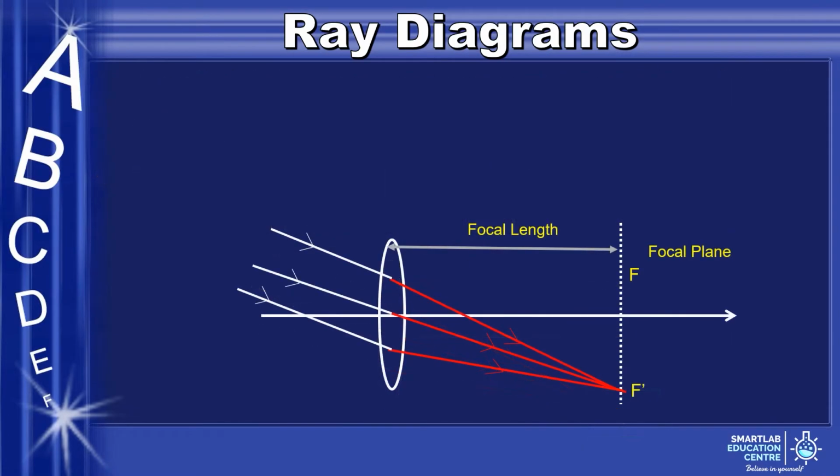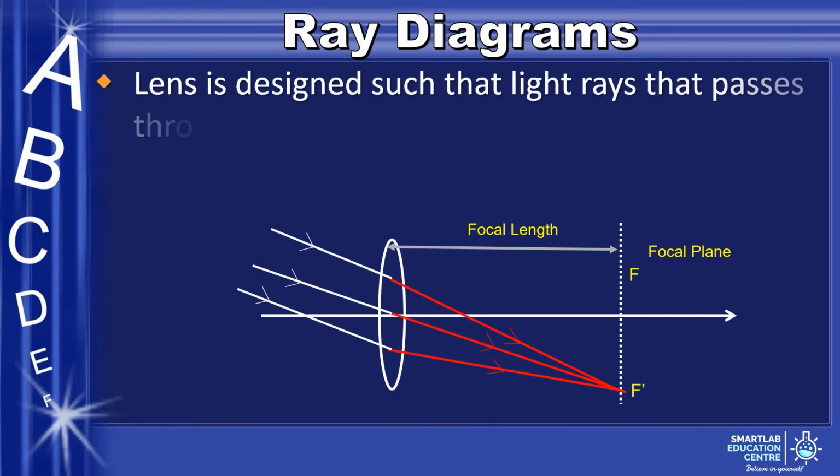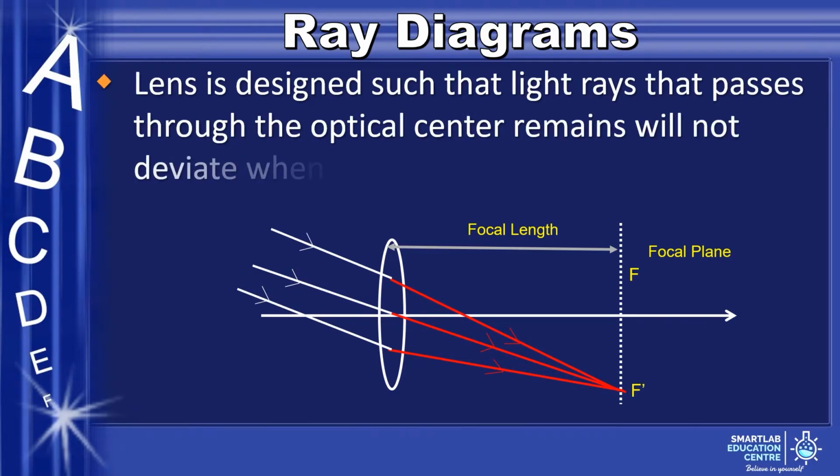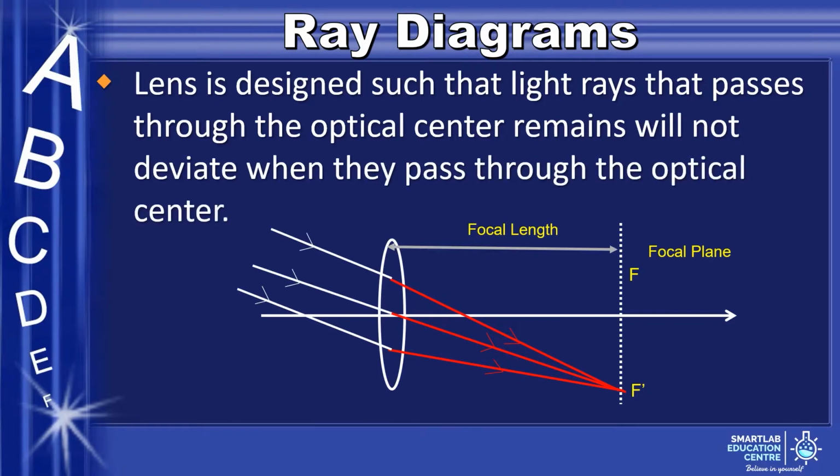Let us look at the diagram again. Do you notice something strange? There is a light ray that remains undeviated. This is because this particular light ray passes through the optical center, and hence will not deviate, but still focus towards the point F'. Take note, unlike the first two properties, this particular property is true for both converging and diverging lenses.